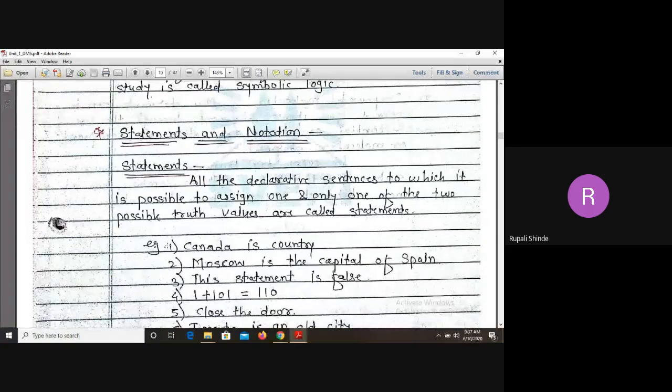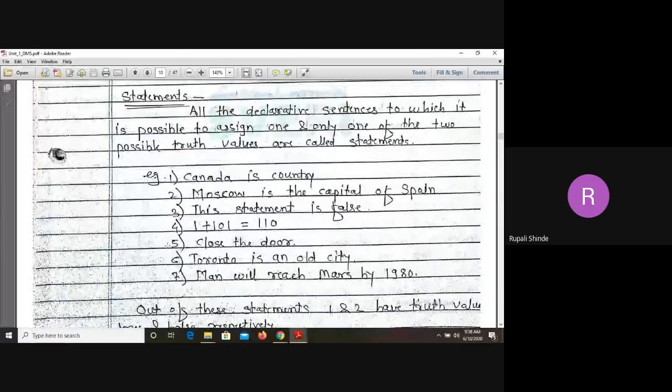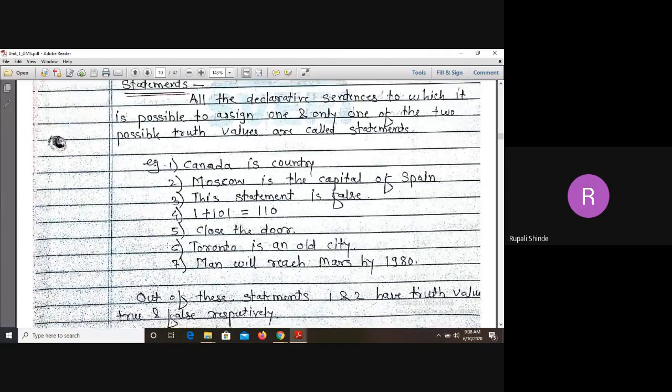Now, the next one is close the door. Is this one a statement? No, ma'am. Yes, that is correct. We cannot say that this is a statement because we cannot assign either a true or false value. So likewise, we can check for any sentence whether that sentence is a statement or not. If it is possible to assign either a true or false value to that sentence, then only we can say that sentence is a statement. Have you got the idea about statements? Yes, ma'am. Okay.